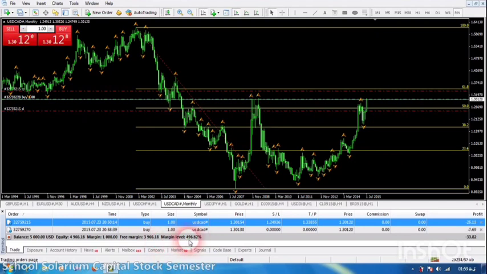And also the margin level is about your credit on the market. And usually it shouldn't be less than 150 or 200%. Because the more you lose money, the less your margin level will be, and vice versa.